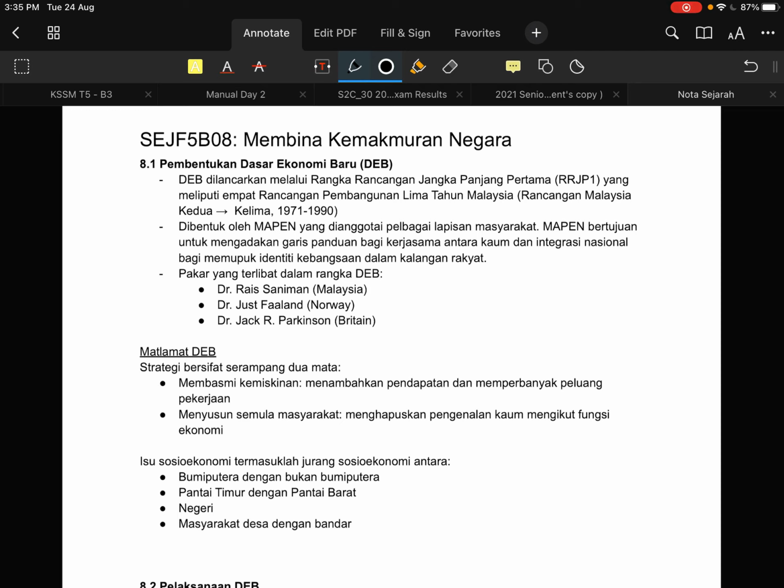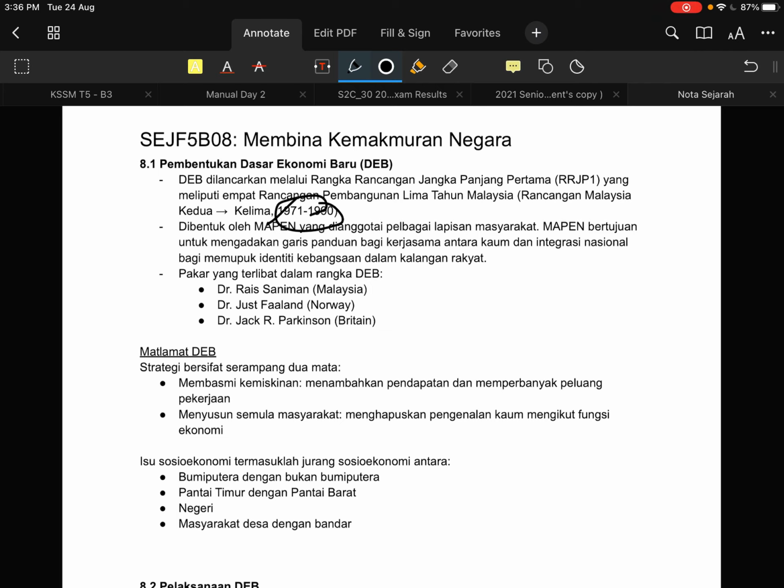So what is DB? DB, or Dasar Ekonomi Baru, was done from 1971 to 1990 for 20 years. And it is done through the first long-term Malaysian plan, RRJP1. And it involves four of these 5-year plans. Remember the Rancangan Pembangunan 5 Tahun Malaysia? It involves Rancangan Malaysia Kedua, Rancangan Malaysia Ketiga, Rancangan Malaysia Keempat, and Rancangan Malaysia Kelima. So, from the second Malaysia plan to the fifth Malaysia plan.